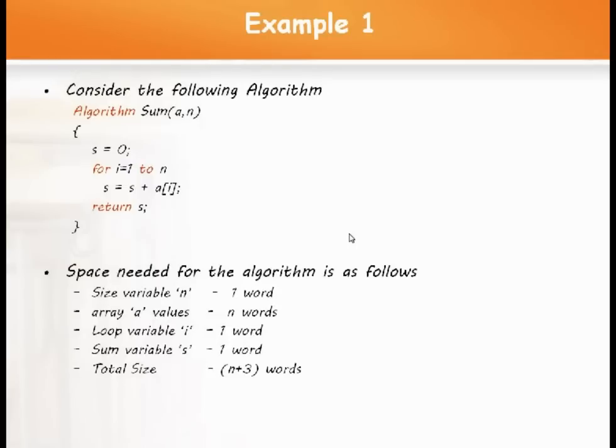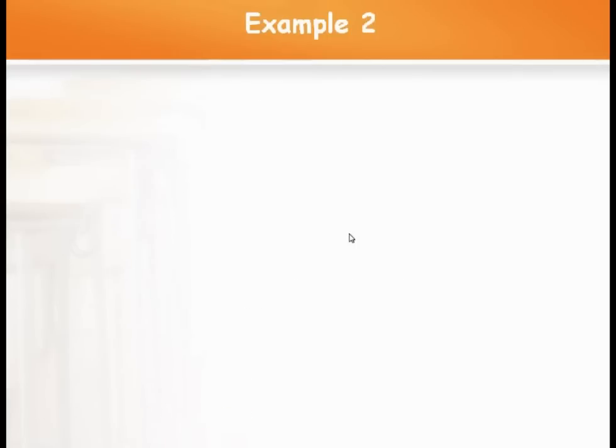We have a loop variable i, which is iterating from 1 to n. Therefore, to store the value of i we require 1 word of space. We are calculating the sum in the variable s, so to store it, we require 1 word of space. Now, the total size required is n + 3 words. Hence, I can say that the space required to calculate the sum of n numbers in an array will be greater than or equal to n + 3 words.